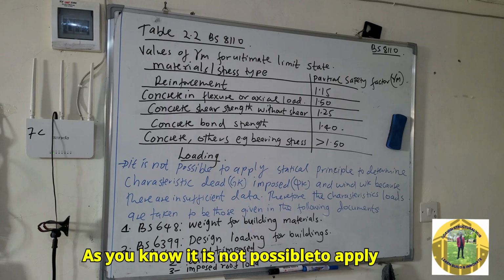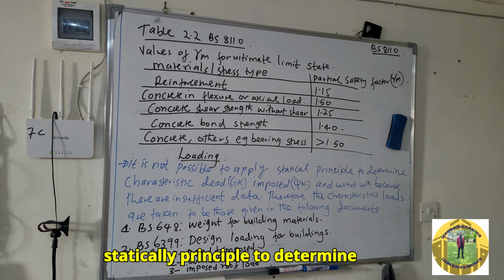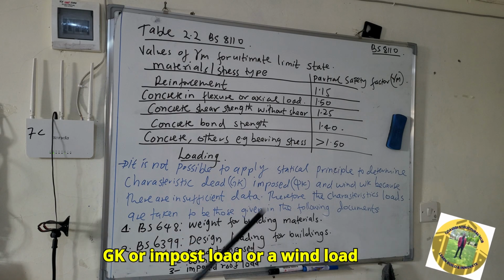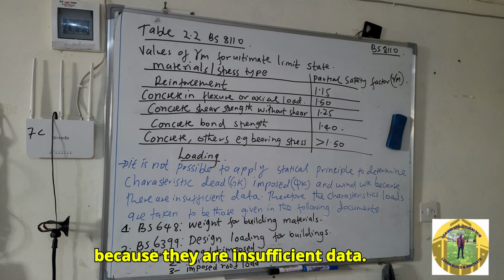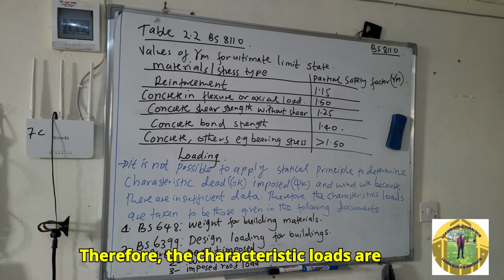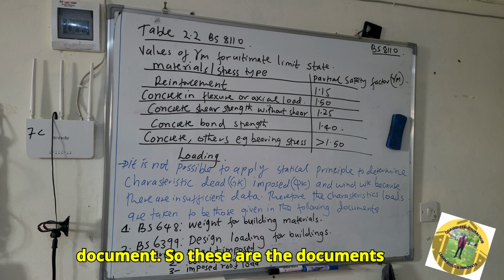Then we come to loading. As you know, it is not possible to apply statistical principles to determine characteristic dead load, Gk, imposed load, or wind load because there are insufficient data. Therefore, the characteristic loads are taken to be those given in the following document.